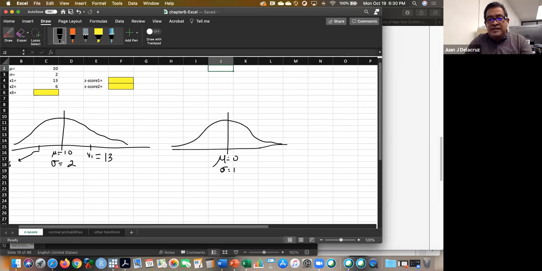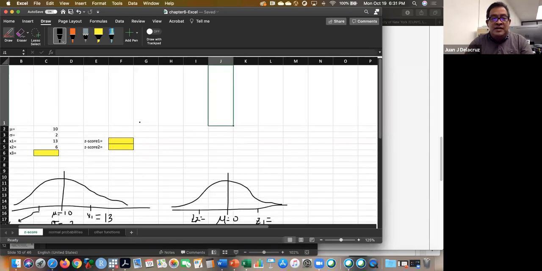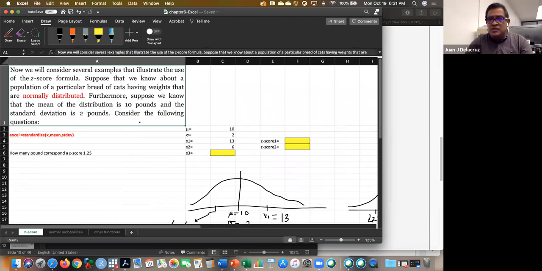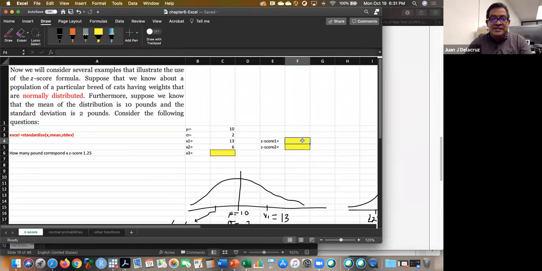I want to find this Z score 1 and this Z score 2, right? I'm going to find the values, and those values are going to be found using the formula for the Z score. I'm not using the formula because I know something better. We can do this in Excel.